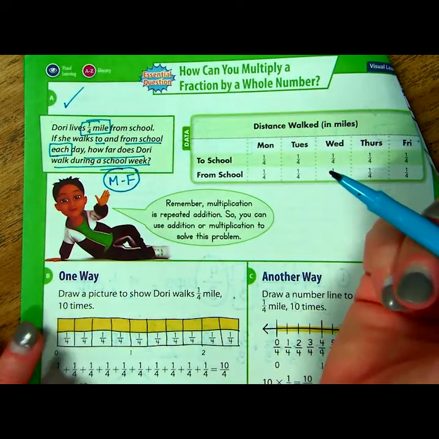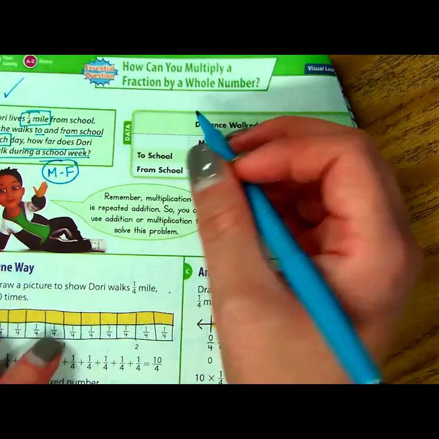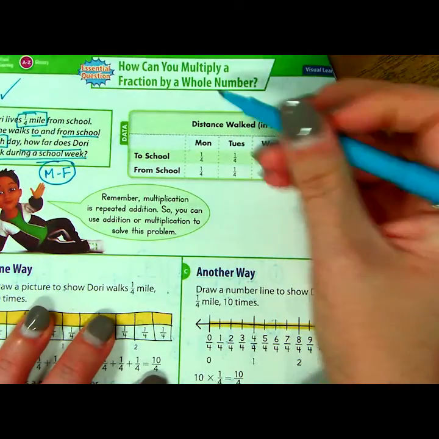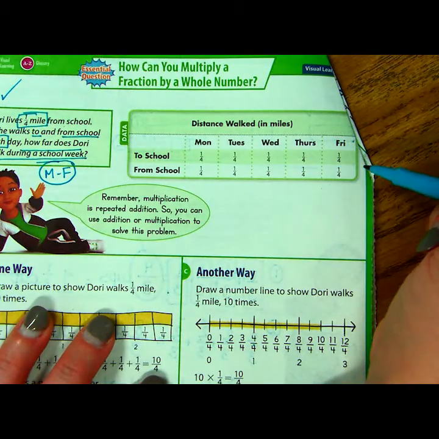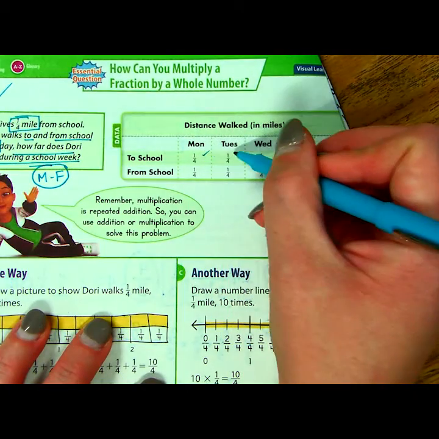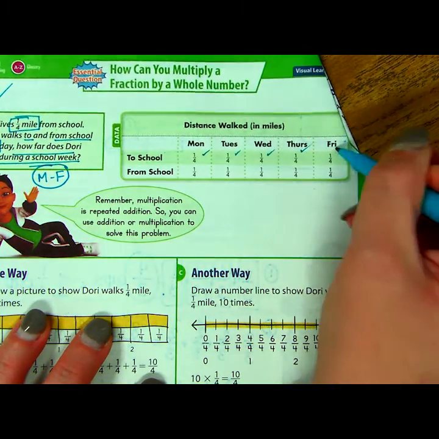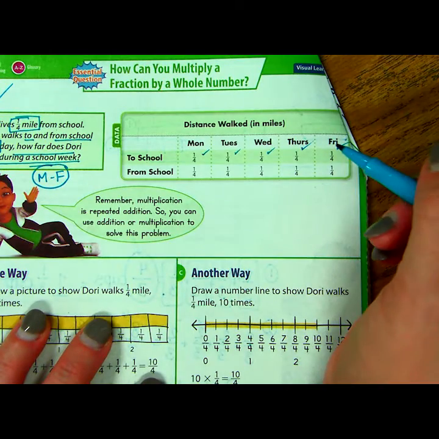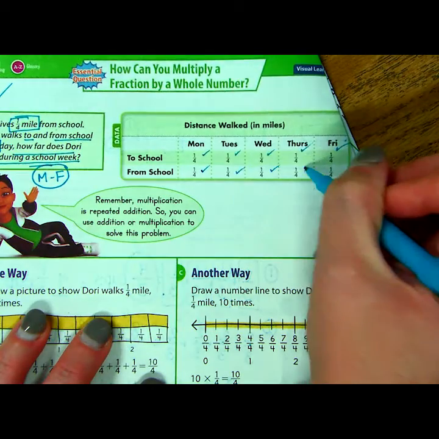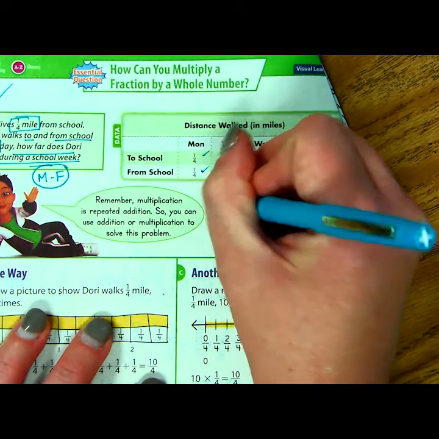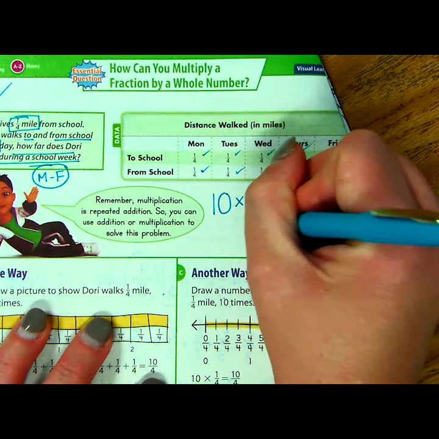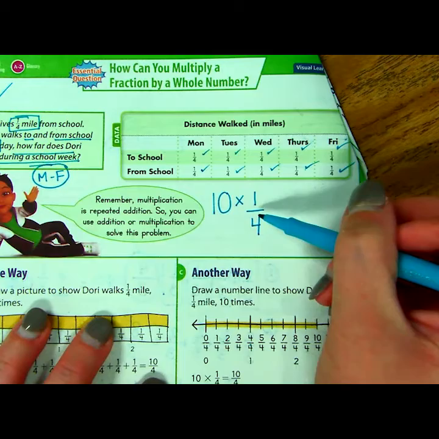So let's look. They gave us a chart, and it looks like to school on Monday, from school on Monday. To school, from school, to school, from school, all the way through Friday. So if we look, how many days do we have? 1, 2, 3, 4, 5. But then the from school would be the distance. So we have to include that as 6, 7, 8, 9, 10. So really we have 10 groups multiplied by 1/4, meaning she's going to walk 1/4 of a mile, and she's going to do that 10 different times.